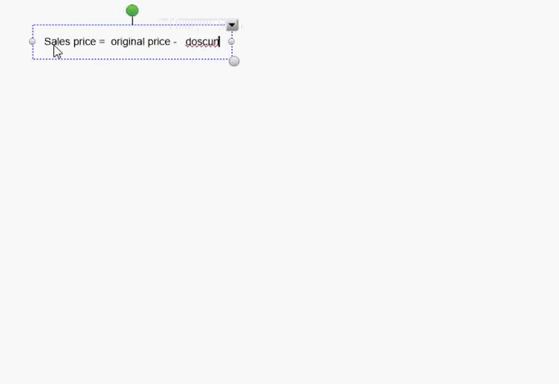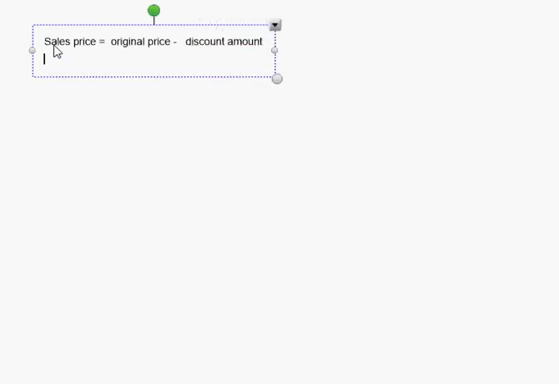And the sale price would equal the original price minus the discount amount. So we would have $40 minus $8 equals $32, which would be our sales price.